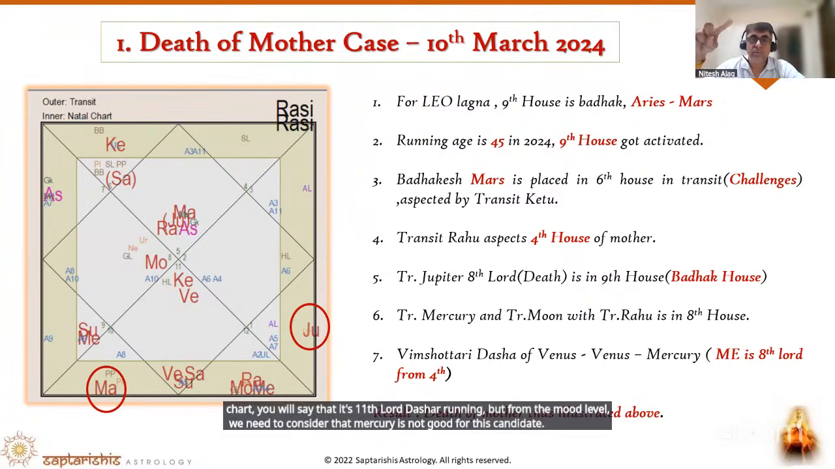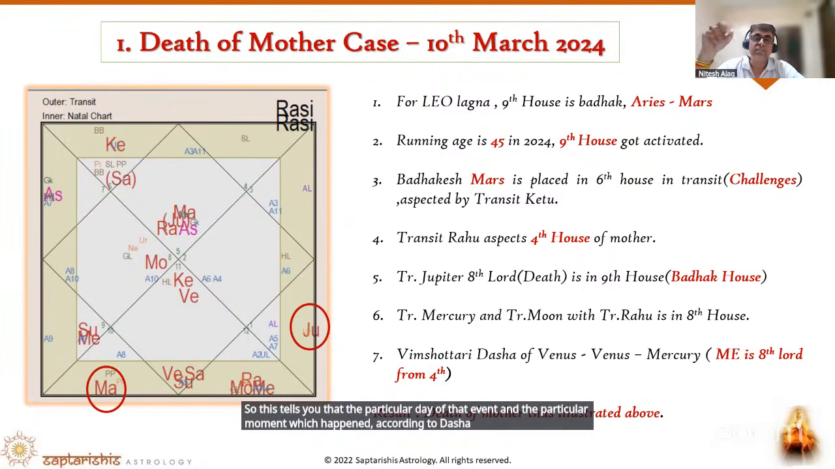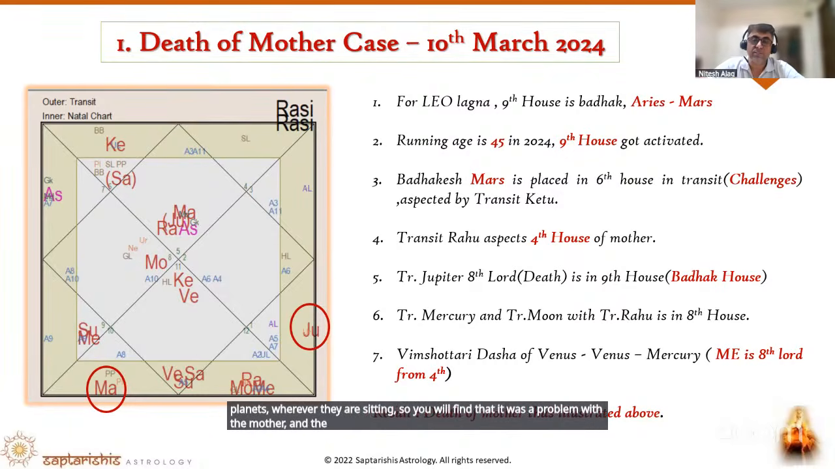So if you combine all these points which I have listed, 1 to 7, this tells you the particular day of that event and the particular moment which happened according to the Dasha and the BCP age and according to the natural ages, and all the transit planets wherever they are sitting. So you will find that it was the problem with the mother and the death of the mother, thus illustrated in this chart.